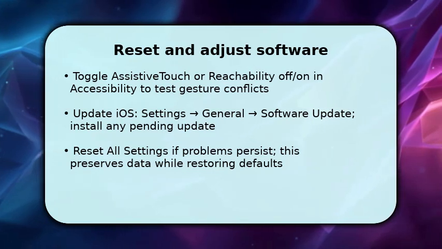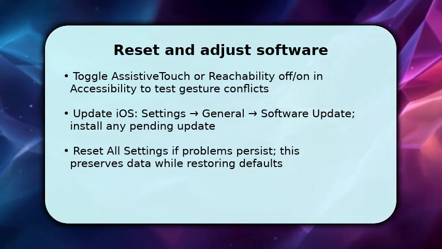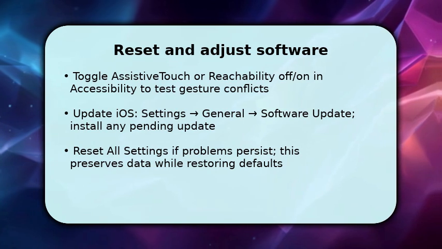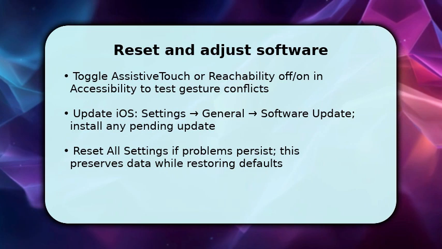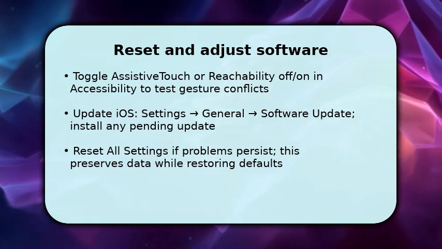Next, troubleshoot software conflicts and settings that block the control center. Toggle accessibility features like assistive touch or reachability because they can intercept gestures. Test control center after each change.